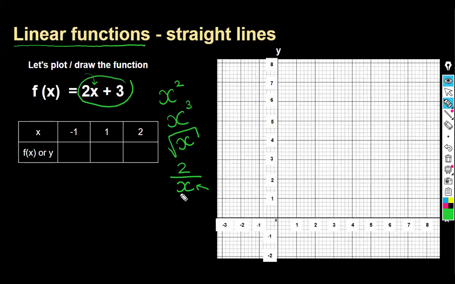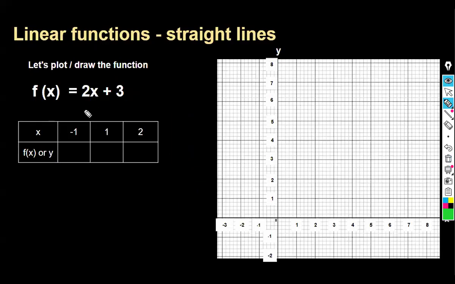So tell me something, guys. When I ask you to draw this, will I get a straight line or a curve, from just looking at the equation? We're obviously going to get a straight line because it has nothing fancy in it. No squared, no square root, no cube. Straight line.